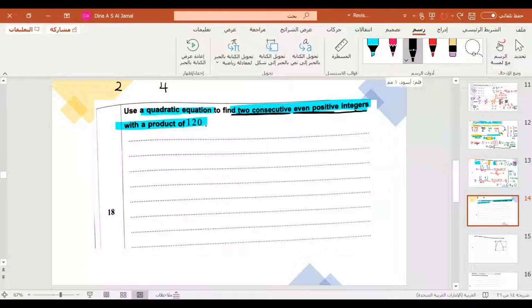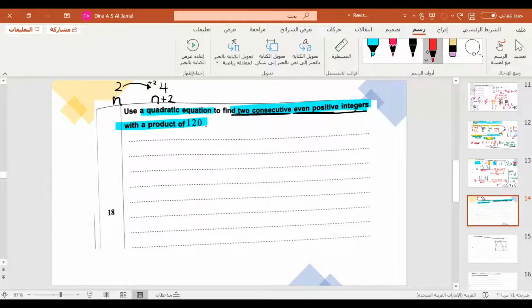So consider this is your n. How many units do you need to go to the 4? Plus 2, right? That means to go from n, it will be n plus 2. If you do not memorize it or remember it, just try to understand it like this. And you need only two numbers, so you will be stopping here. And you have the product of 120. So it will be n multiplied by n plus 2.